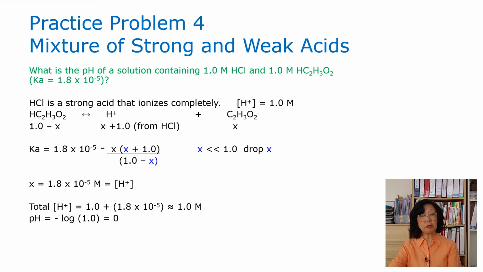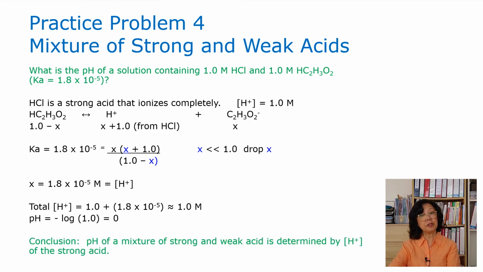If we add up the total hydrogen ion concentration, it's 1 plus 1.8 times 10 to the minus 5, which is negligible compared to 1. Therefore, the pH is 0. The conclusion is that when you have a mixture of strong and weak acid, the strong acid is going to determine the pH of the mixture.